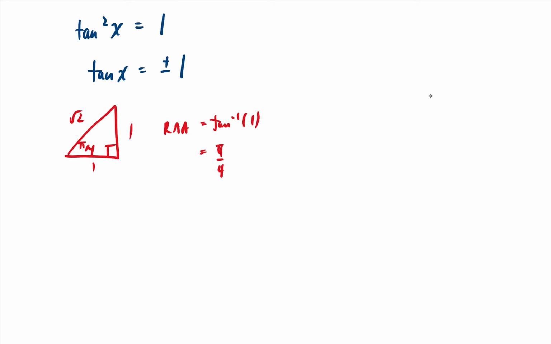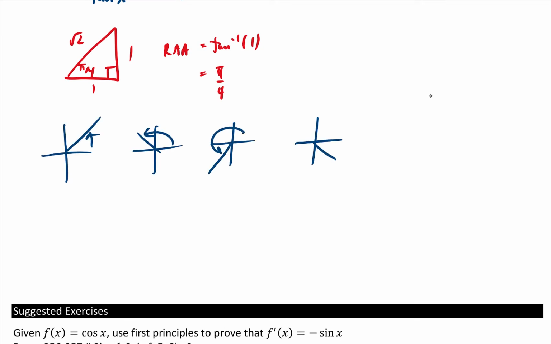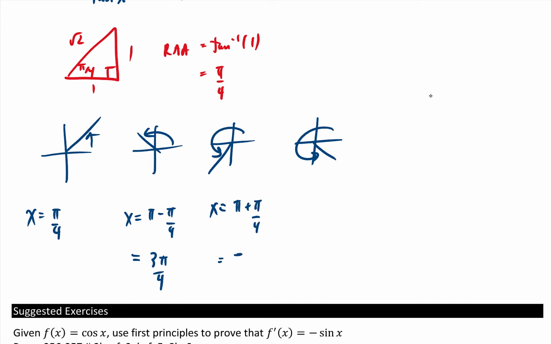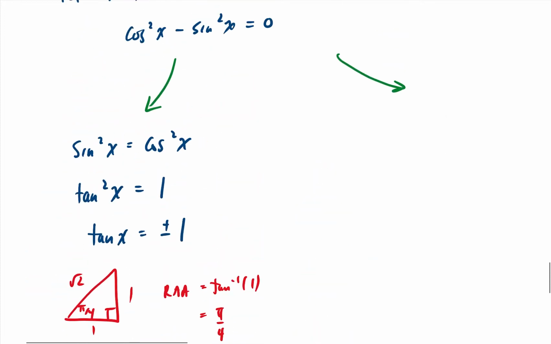Since tan is both positive and negative, we're looking for the angle in all four quadrants. So our x here will just be our related acute angle, pi over 4. Our x here will be pi minus pi over 4, so that's going to give me 3 pi over 4. My x here is going to be pi plus pi over 4, so that is 5 pi over 4, and my x here is going to be 2 pi minus pi over 4, so that's going to be 7 pi over 4. All right, so our four answers: pi over 4, 3 pi over 4, 5 pi over 4, and 7 pi over 4.